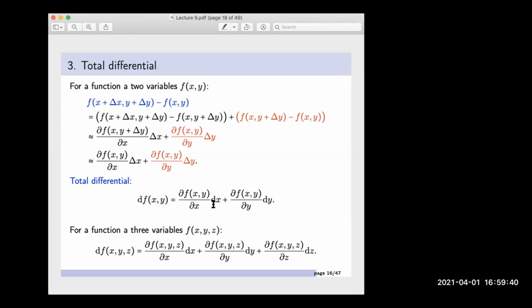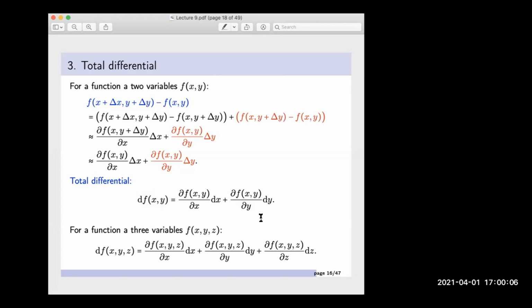So because a change in the x variable and a change in the y variable can both affect the value of the function, can both lead to a change of function value, therefore the change of function value consists of 2 parts. The first part is completely due to the change of variable x. The second part is due to the change of variable y. Okay.